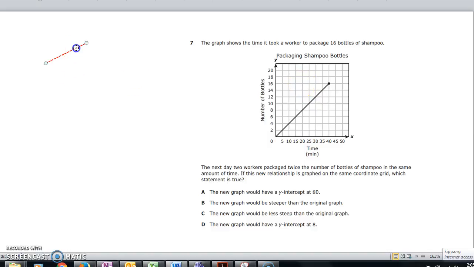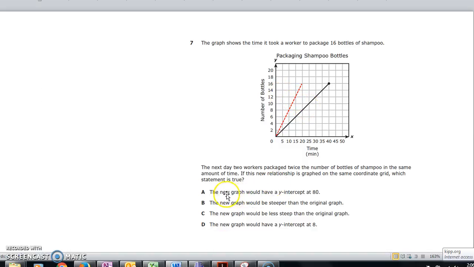So this is one of those problems where you have to draw the second graph on the example. So I'm going to sketch a graph. And in my graph, because there's 2 guys now, they're working faster. So they don't need 40 minutes to do 16 bottles of shampoo. They only need 20 minutes to do 16 bottles of shampoo because they're faster. So here's my new line. So I'm comparing my old line to my new line.